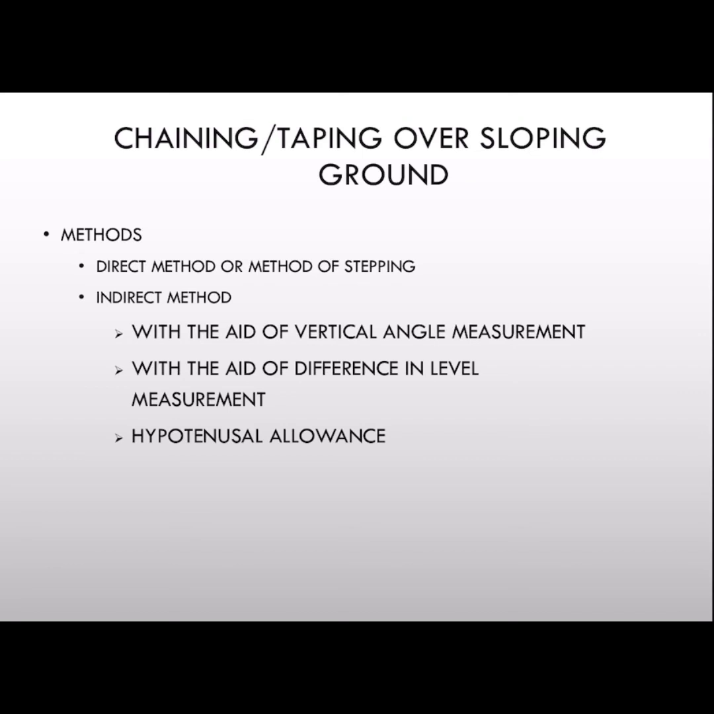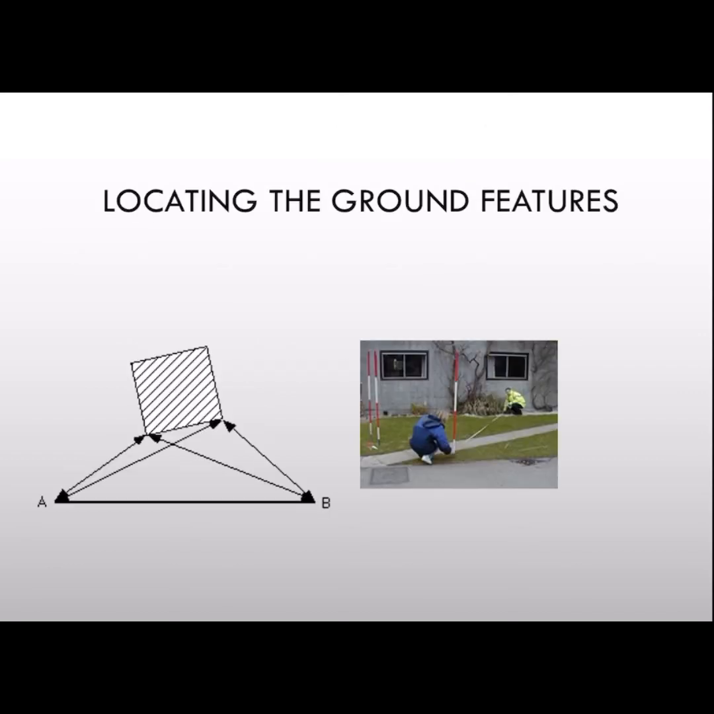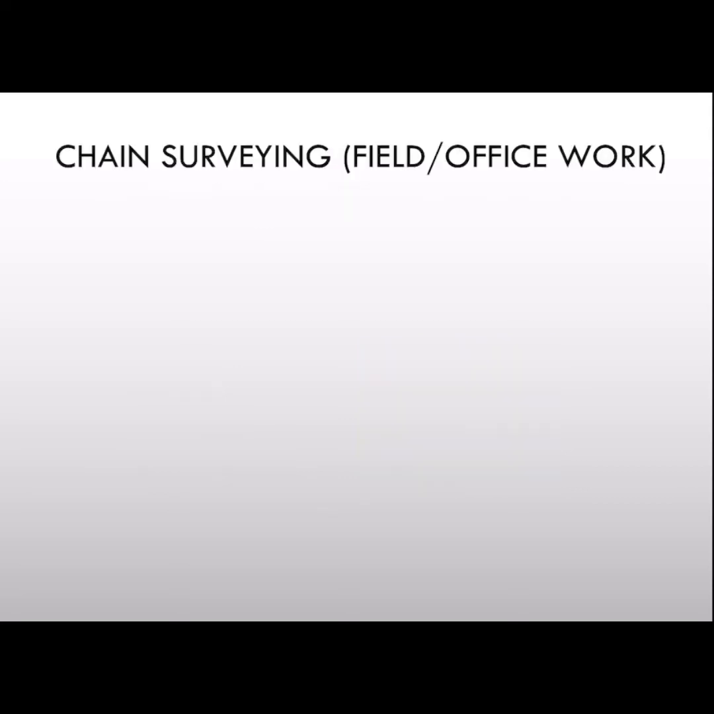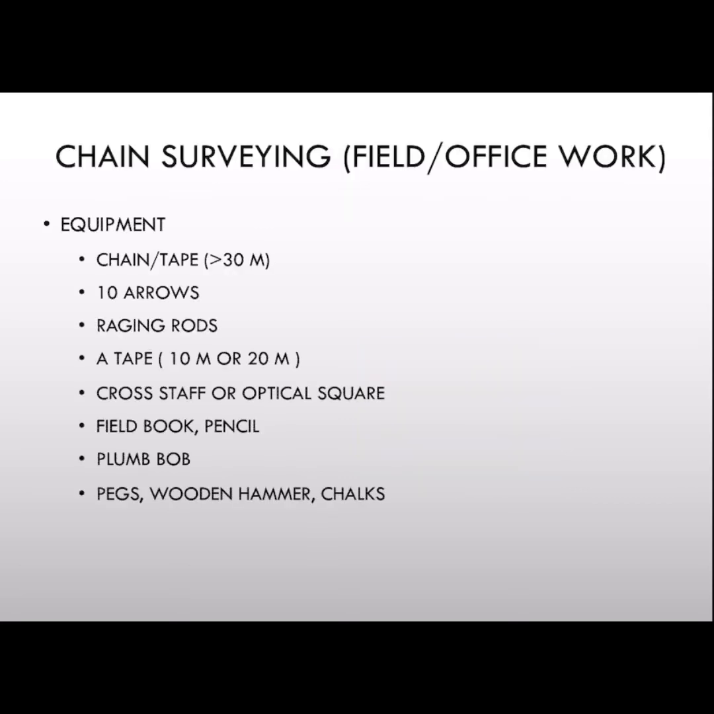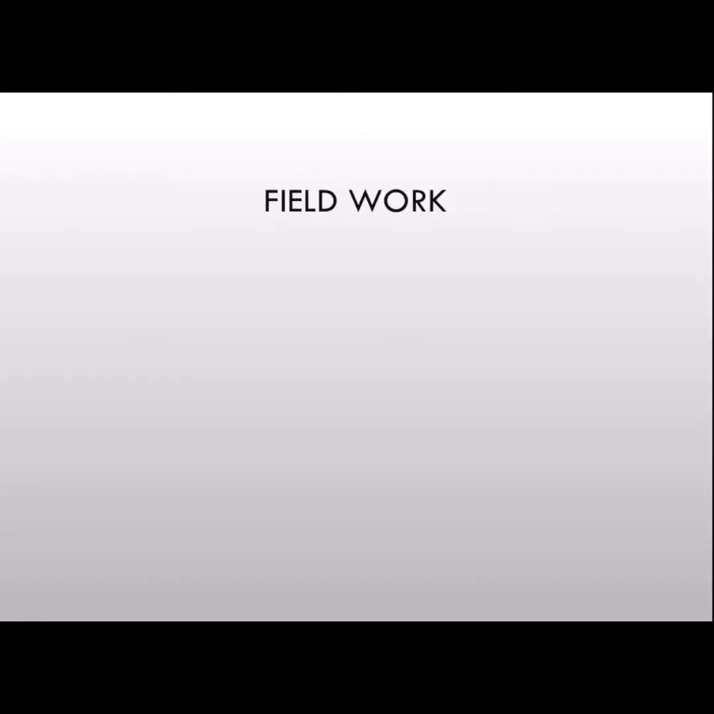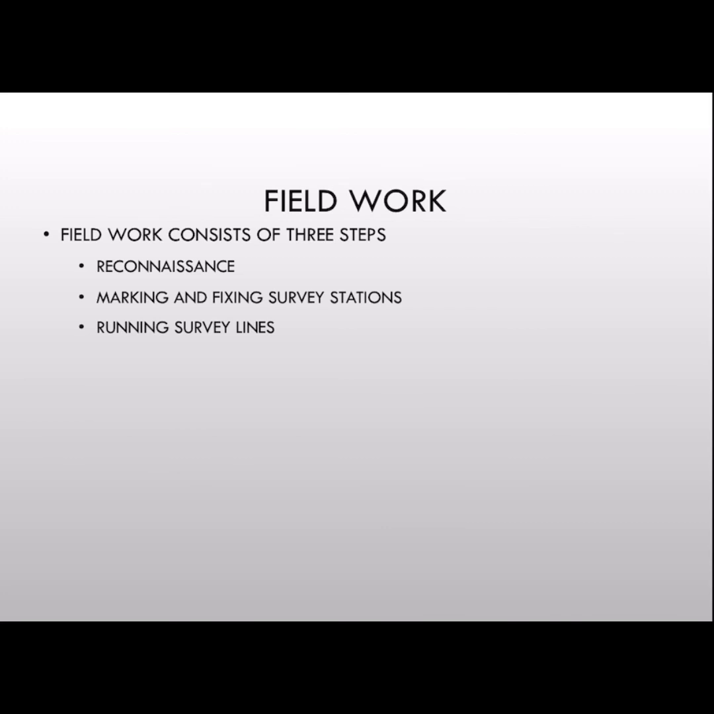Then we have another, over the slope, with direct and indirect methods. Chain surveying involves locating the ground features in the field and office work. Equipment: chain or tape greater than 30 meters, 10 arrows and ranging rod, or a tape of 10 meters or 20 meters. In field work, we consider three steps: reconnaissance, marking and fixing the survey stations, and running survey lines.